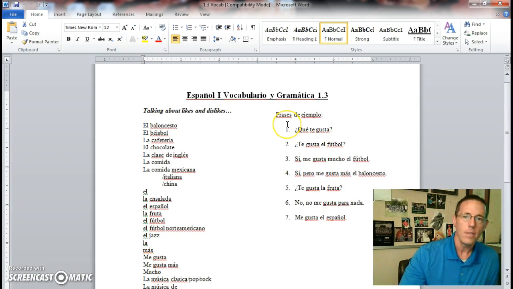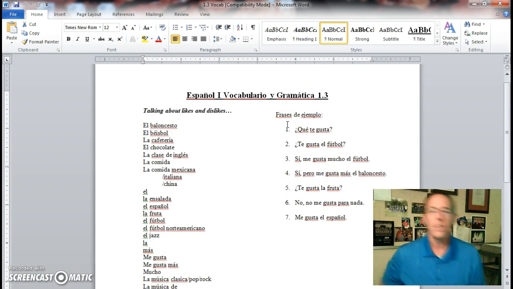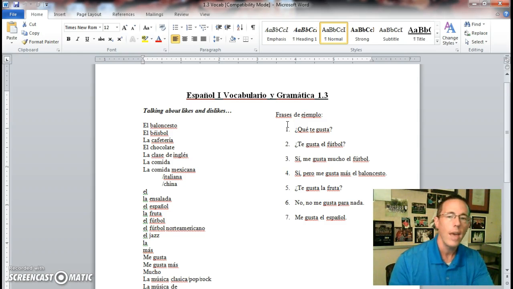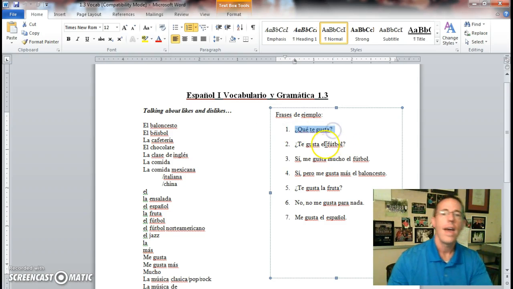Let's take a look at some of the frases de ejemplo, some sentences that you might be able to understand or speak using some of your new vocabulary. Frase número 1, ¿qué te gusta? Asks the question, what do you like? ¿Te gusta el fútbol? Do you like soccer?